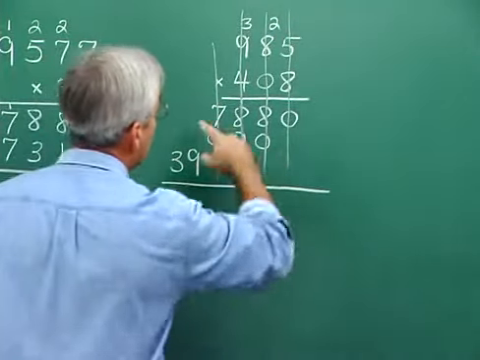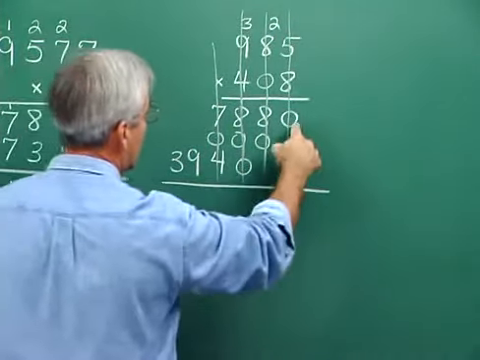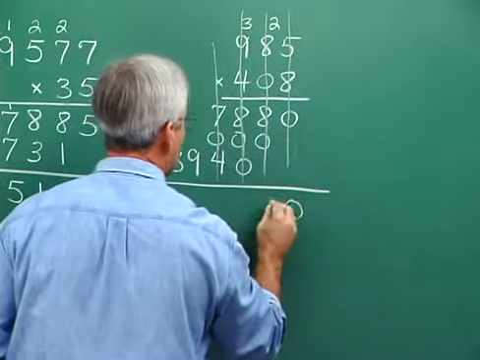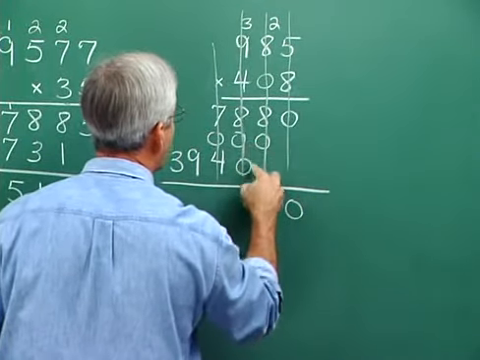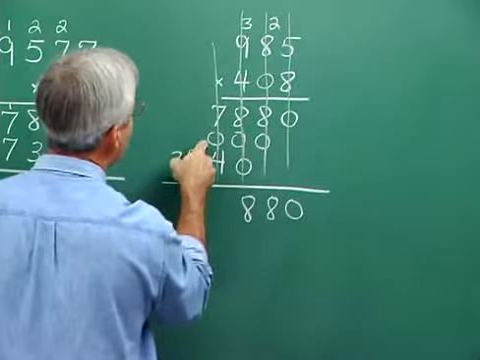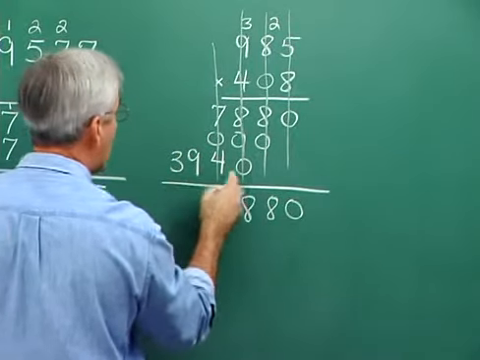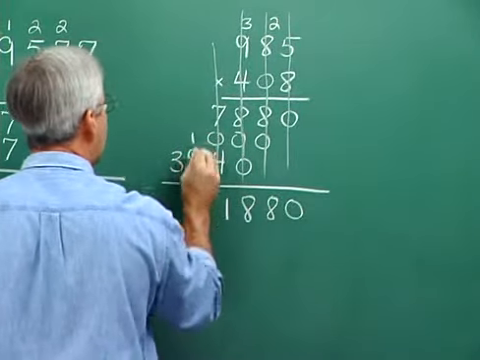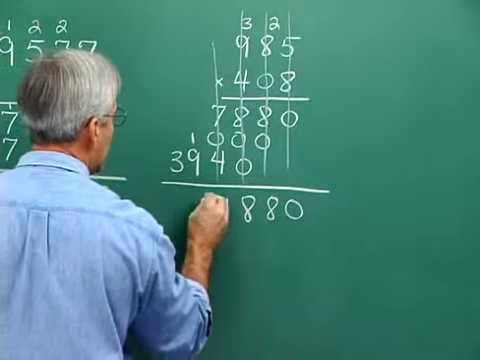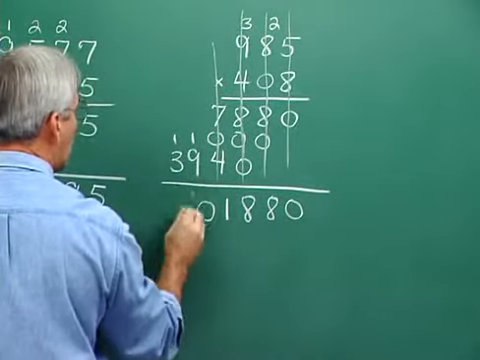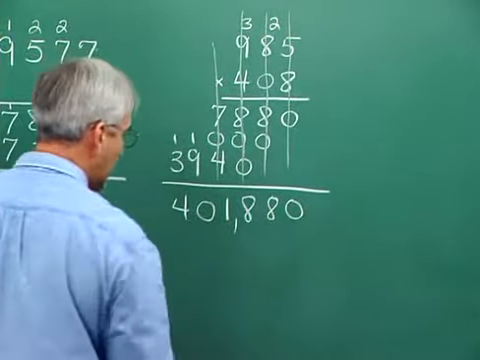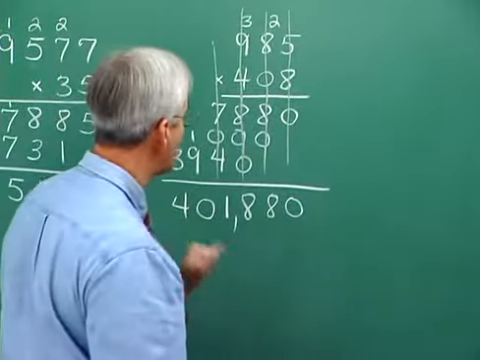Okay, at any rate, we're collecting these digits vertically. We have a 0 here. 8 with 0 is 8. 8, 0, 0, oh, that's 8. 7, 0, 4. 7 and 4, 11. Write the 1, carry a 1. 1 and 9, 10. Write the 0, carry the 1. 1 and 3, 4. 401,880 for this product.